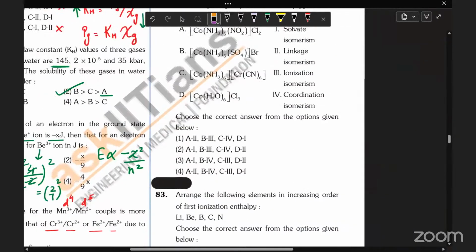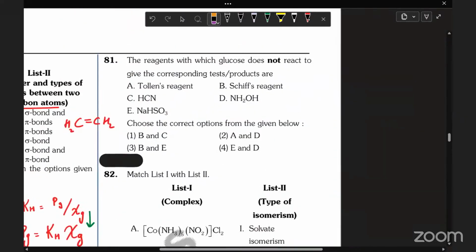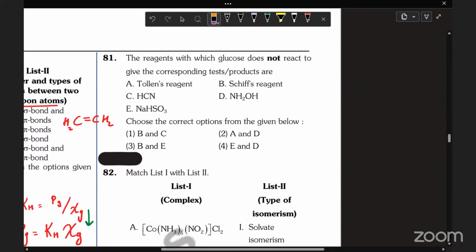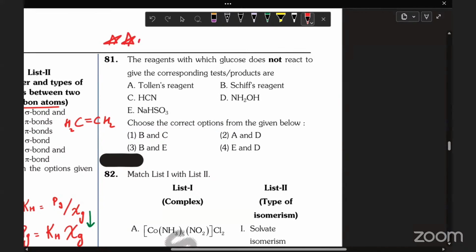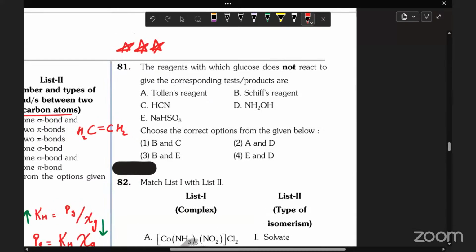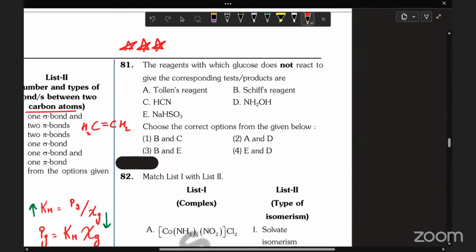Moving on to the next one. Still, we are in that section where each and every question is compulsory, right? So you have to attempt all these questions. The question says the reagent which gives glucose does not react to give the corresponding test products are. I would rate this question a difficult one because you need to know all the reactions that glucose shows with all these reagents, right? So you need to know all the reagents.